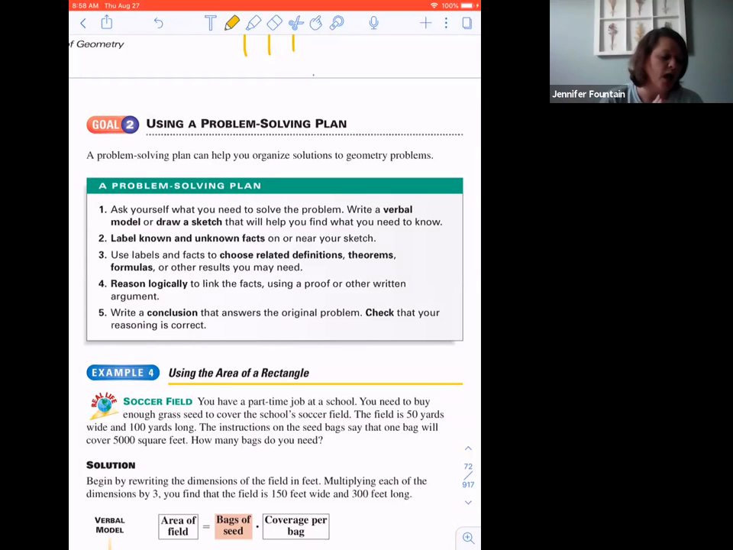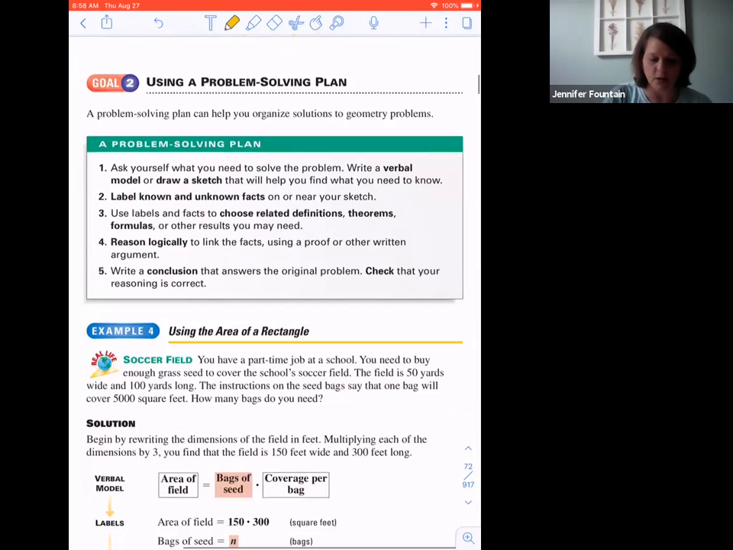Number 4, reason logically to link the facts using a proof or other written argument. So one of the things that we are going to get into in geometry is writing proofs and having to prove, when I say I go from this step to this step, why? Why are you doing that? I need proof on why that is the right thing to do, okay? And then it says to write a conclusion that answers the original problem and check that your reasoning is correct, okay? So let's look at the example they've given us about a soccer field.